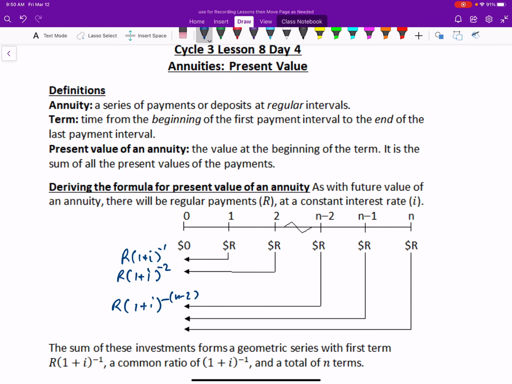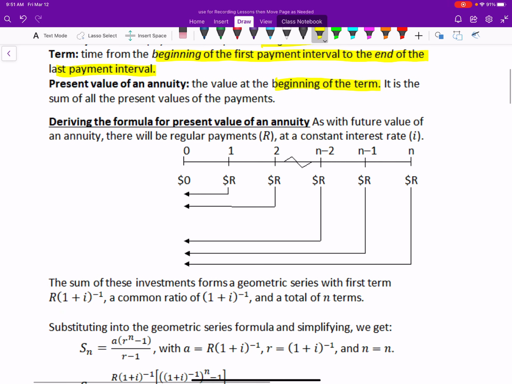So remember, an annuity is a series of payments at regular intervals, right? So we make the same payment at the same regular intervals, and the term is the time from the beginning of the first payment until the end of the final payment interval. The present value is the value at the beginning of the term. Again, future value told us how much your investment might be worth at the end of the term. Present value is the value at the beginning of the term. It's the sum of all the present values of the payments.